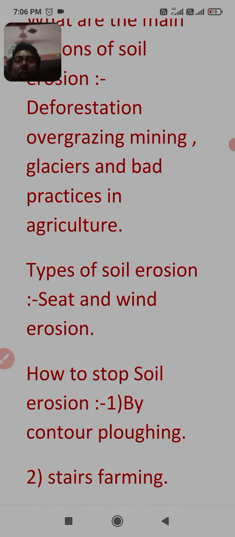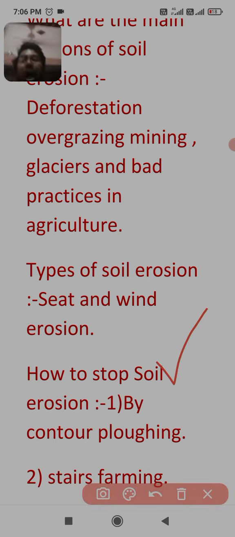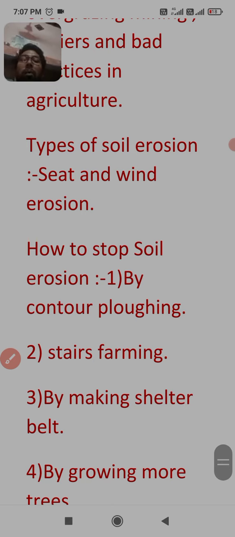Next, how to stop soil erosion? There will be a 5 marks question in the exam. How can we stop soil erosion? First major solution for this is contour plowing. I told you right now that there can be bad practices of plowing in agriculture in the hilly area. So we should follow contour plowing. It means plowing against the slope. So that's why the water cannot flow easily down the slope.